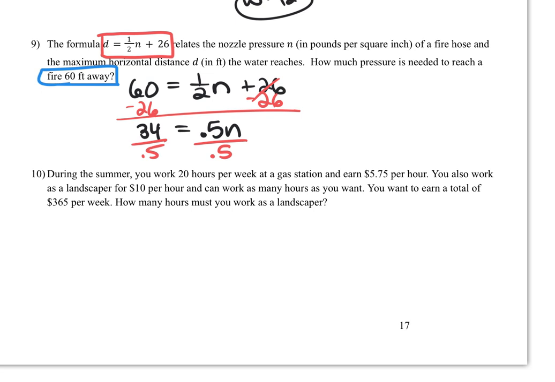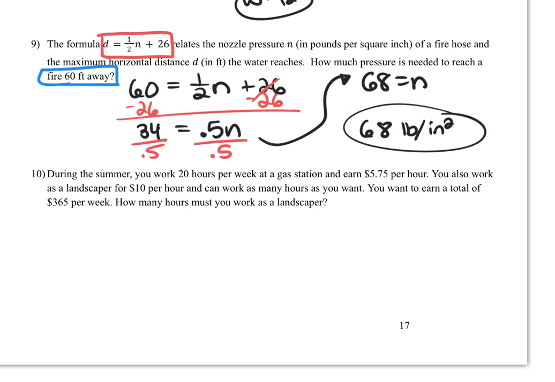Is it going to make 34 bigger or smaller? Bigger. Good. When you divide by a decimal or fraction, it actually makes it bigger. It's really like multiplying by 2 in this case. Yeah, so what do you guys get? 68. Awesome. Okay. So how much pressure is needed? Well, 68 pounds per inches squared. Okay? You can write out the words too. I was just abbreviating it. Oop. And I realized I wrote over my next question.